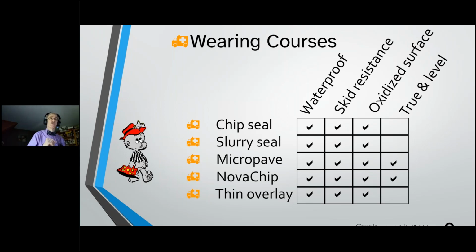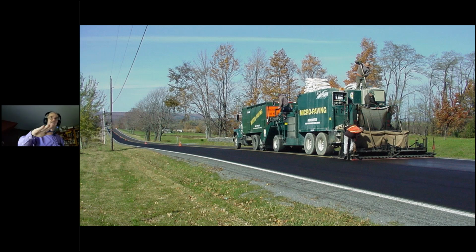A thin overlay will not. Again, unless you have a rut box specifically for that purpose. The reason that the micropave and the Nova chip actually can fill the ruts is they were designed with a polymer, and that polymer helps hold everything in place. And so you can actually fill some minor ruts with a micropave or with a Nova chip or a paver paste surface treatment if you prefer. Okay. The micropaving was actually originally developed to be used on the German Autobahn, which is why it's very effective.